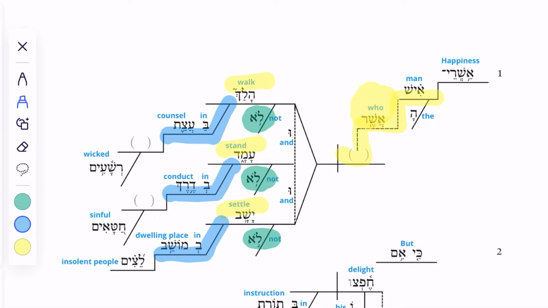In each case, the location, as in counsel, conduct, or dwelling place, is modified by a construct chain, showing whose counsel, conduct, or dwelling place. The first two have adjectives, which we gloss as wicked people and sinful people. The last is a participle that's become a full noun, so on its own it can mean insolent people.